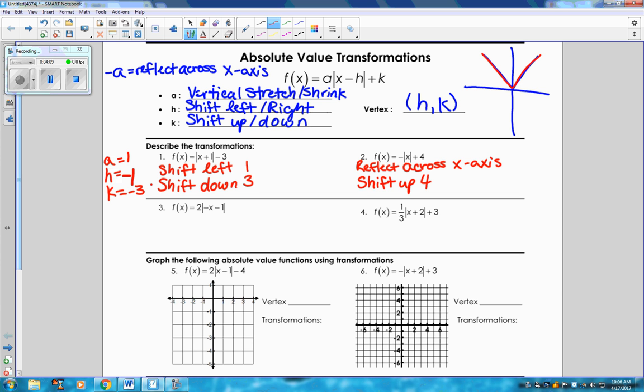So y'all try the next ones. That's actually a reflection across the y-axis. But think about it. Absolute value. If it reflects across the y-axis, what happens? Same graph. Whoops.